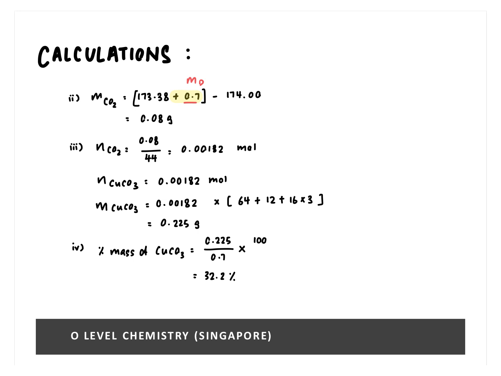Now, don't worry if you get a value that is different from what I have, because different candidates will get a slightly differing mass of D. Even though we have put down the mass of D as 0.7 in the question, in actual fact, it was a range of masses that was actually measured, from 0.65 to 0.75. So each candidate may get a slightly differing mass of D, and that will give you a different percentage mass calculated. That is perfectly fine.